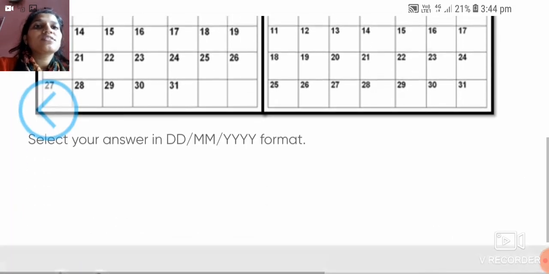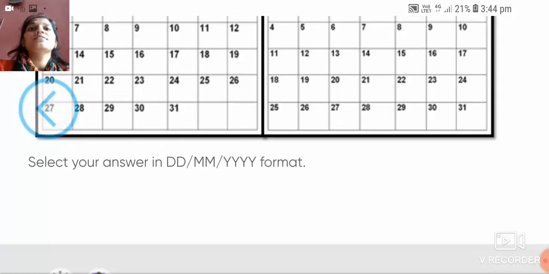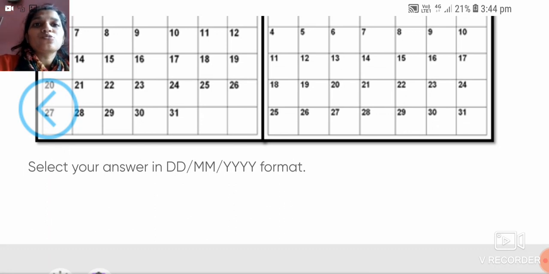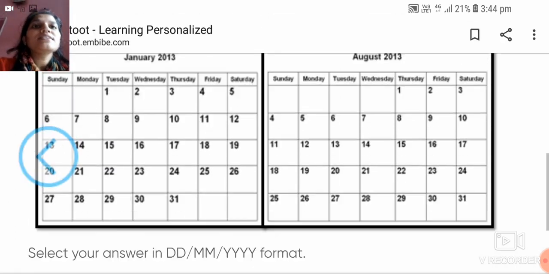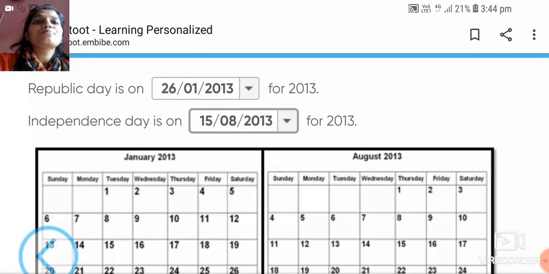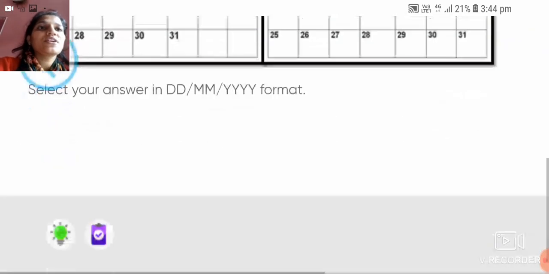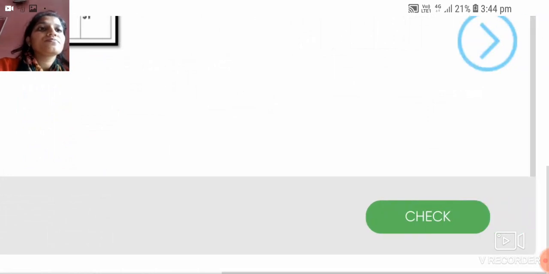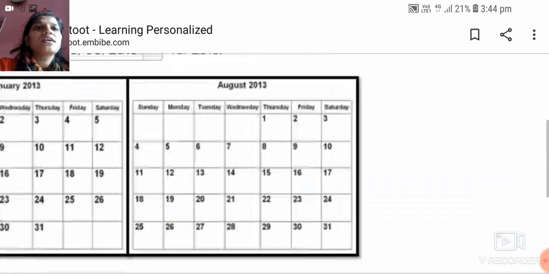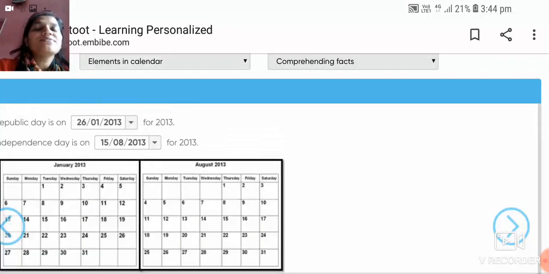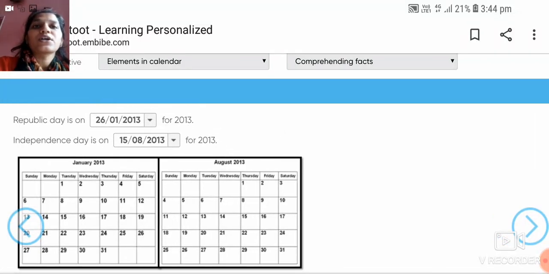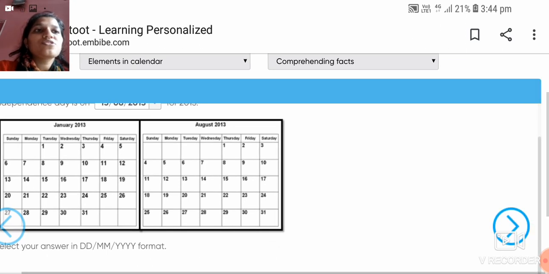And now let's check. See here, they have given you one instruction also. Select your answer in date, month and year format, right? So here we can see that we have selected the date as per date, month and year format. Let's check the answer now. Yes, here our answer is correct, as we have selected the date according to date, month and year format. Okay, next question.